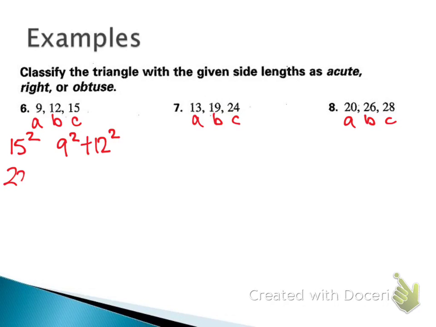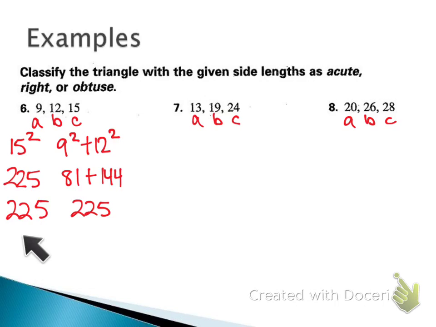15 squared is 225. 9 squared is 81. 12 squared is 144. If I take 81 plus 144, what do I get? 225. So how do these numbers compare? They're equal to each other, which means that this is what kind of triangle? It is a right triangle.